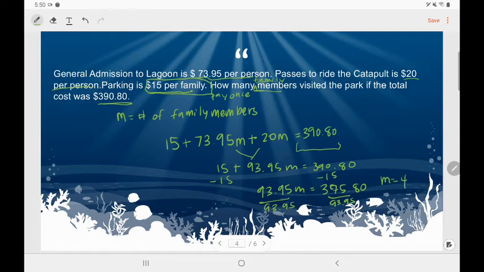So what did I just answer? Now that I have M is equal to 4, remember M stands for the number of family members. So how many people visit the park? 4 family members.